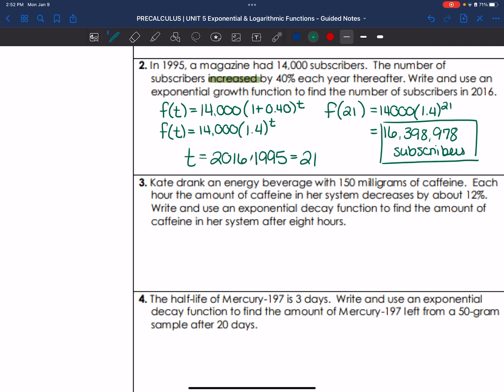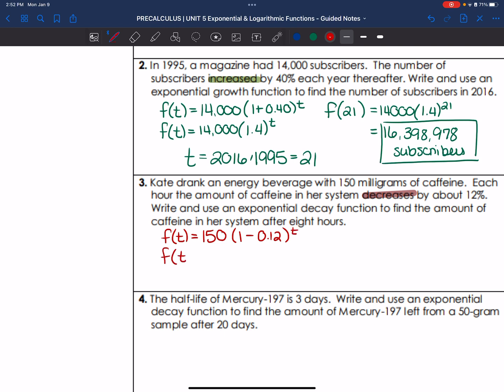Ladies and gentlemen, is this exponential growth or decay? We're transitioning to exponential decay because we see that this is decreasing. So this is going to be a function with respect to time where the initial amount of caffeine is 150 milligrams. And we are then going to subtract the rate at which it is decreasing, which is 12%, expressed as a decimal would be 0.12, to the power of t.